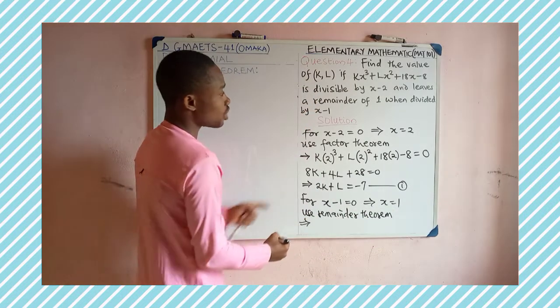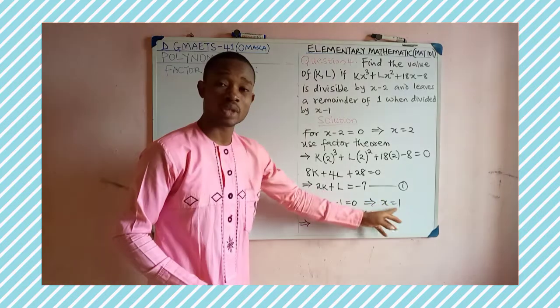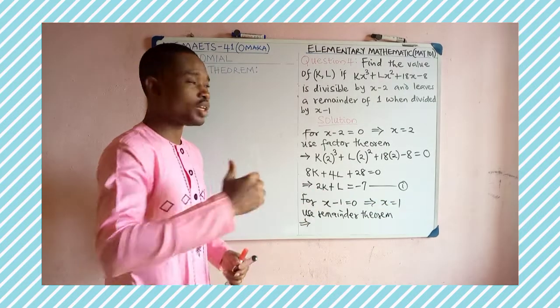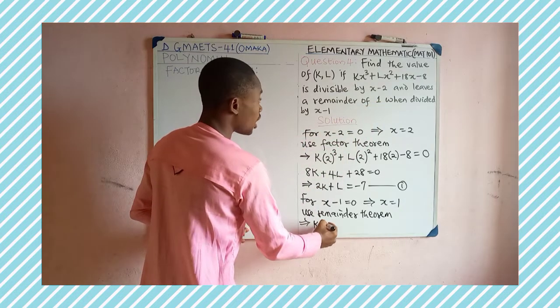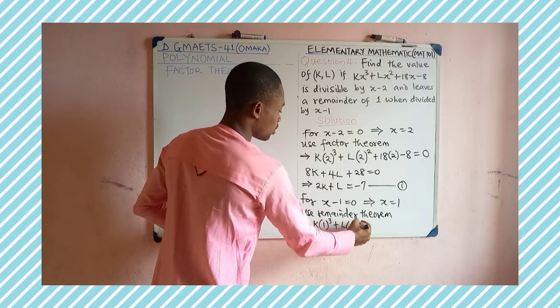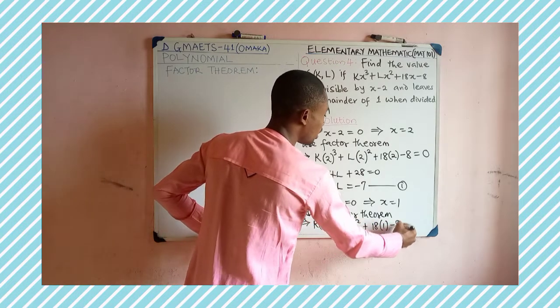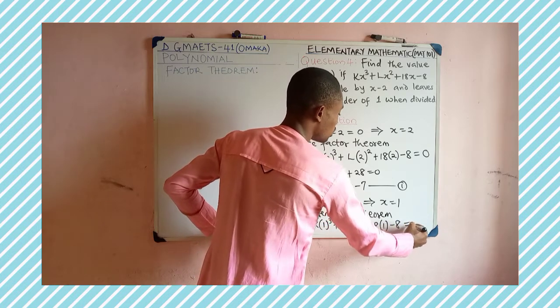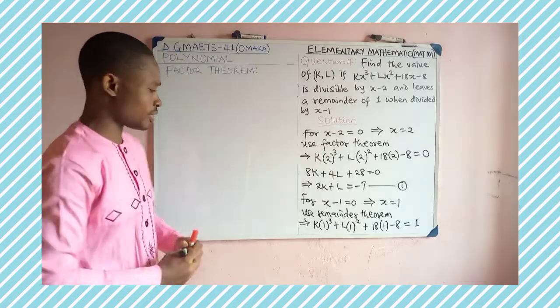So by remainder theorem, we go to this polynomial, substitute the value of x, which is 1, we got here. After substituting, it will give us the remainder 1 there. So that's going to be k, open bracket 1 raised to the power 3 plus l, open bracket 1 raised to the power 2 plus 18 bracket 1 minus 8. And of course, it's going to give us the remainder 1 that the question stated.